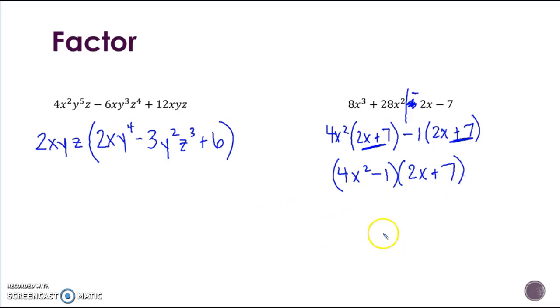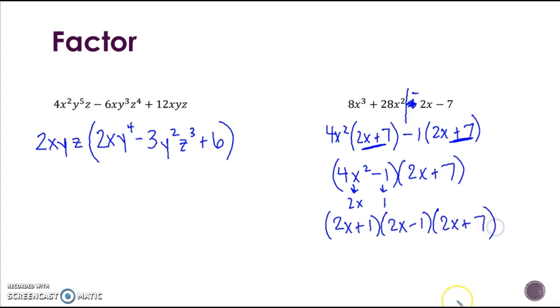Okay, remember, look to see if you can keep going. That 2x plus 7 is done. The 4x squared minus 1, I could do difference of squares. So my square root of 4x squared is 2x. Square root of 1 is 1. So we get a 2x plus 1, a 2x minus 1, and then a 2x plus 7. And that is fully factored.